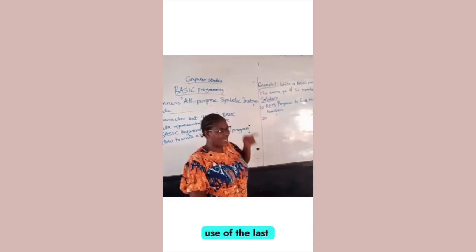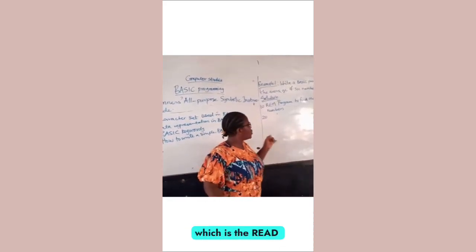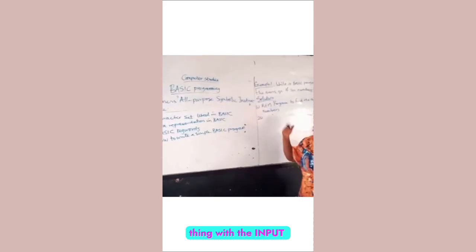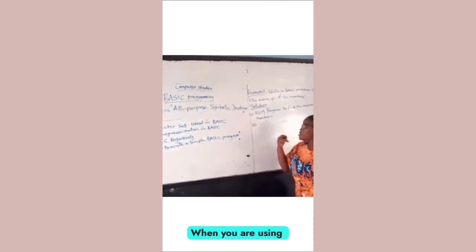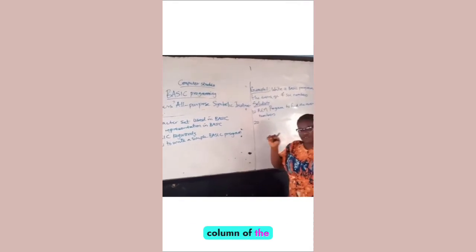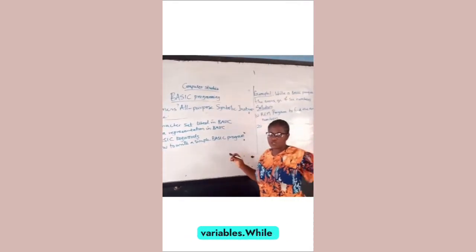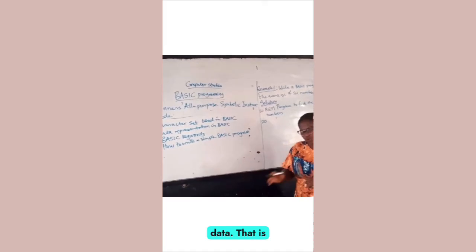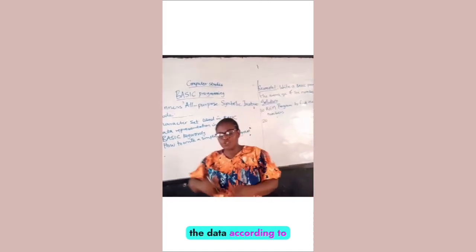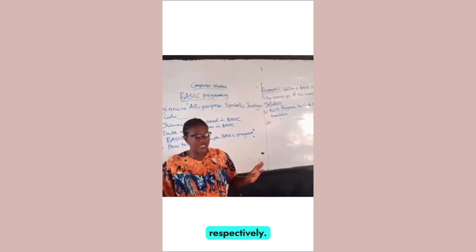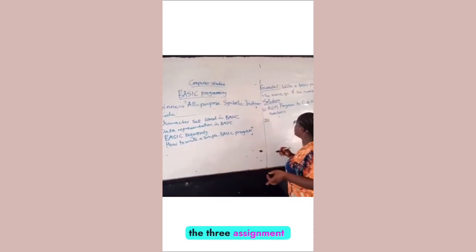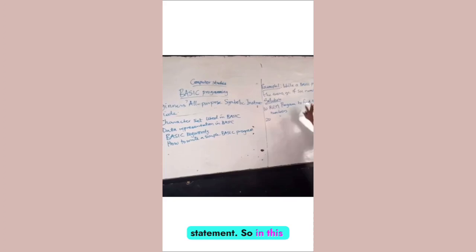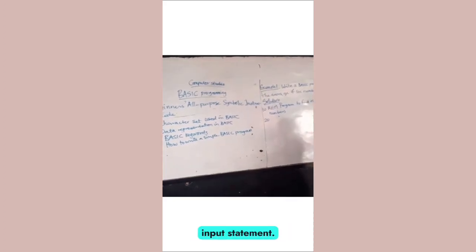Now, the last assignment statement in BASIC is the READ DATA statement. It is the same thing as the INPUT statement, but the only difference is this. When you are using the READ DATA statement, you specify your variables, while before you end the program, there must be another line for the data. That is where you supply the data according to the variables specified, respectively. So that is the difference between the three assignment statements: the LET statement, the INPUT statement, and the READ DATA statement. In this program, I'm going to use the INPUT statement.